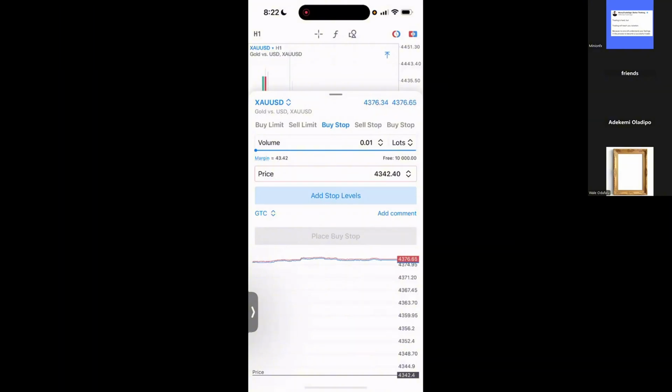So a buy stop is set above price, while a buy limit is set below price. A sell stop... sorry. I have a question. Why would I want to buy above price?